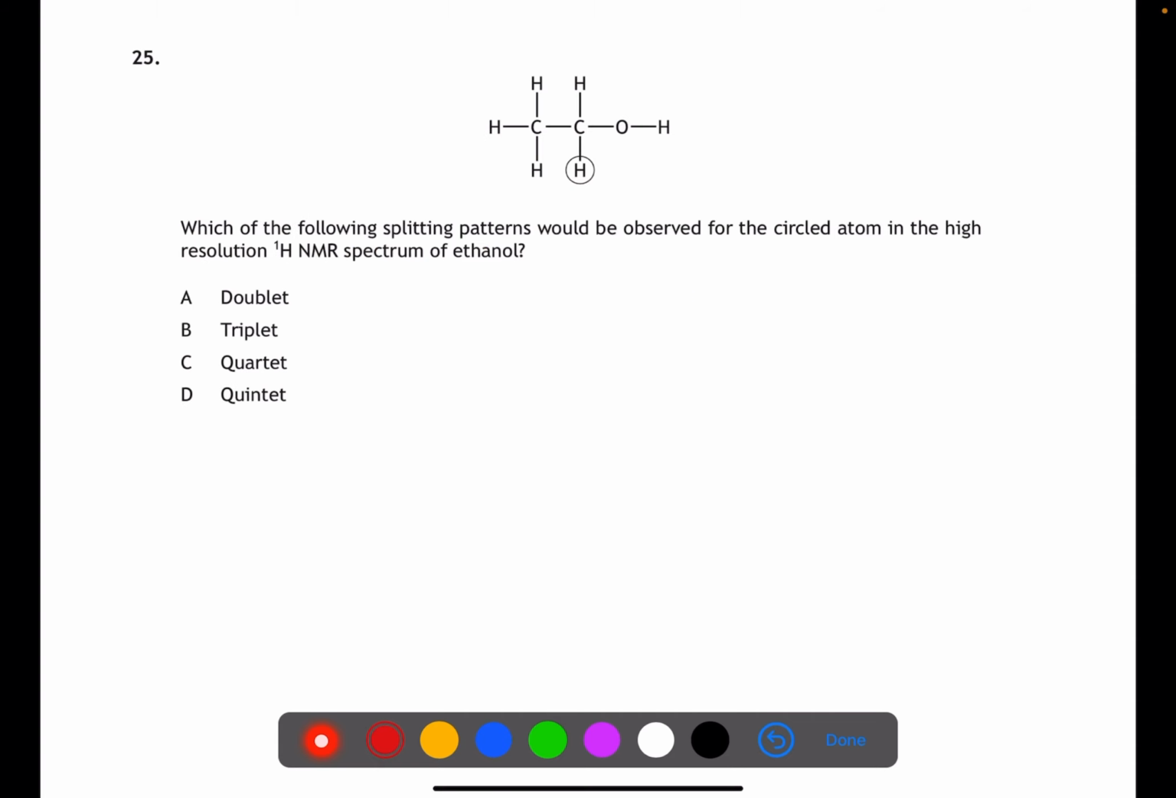Question 25. Which of the following splitting patterns would be observed for the circled atom in the high-resolution NMR spectrum of ethanol? So for this one, we need to look at the neighbouring carbon and see how many hydrogens it has. So the neighbouring carbon has 3 hydrogens. We then need to use the n+1 rule. So n equals the number of hydrogens on the neighbouring carbon, which is 3, plus 1 will give us 4, which is a quartet.